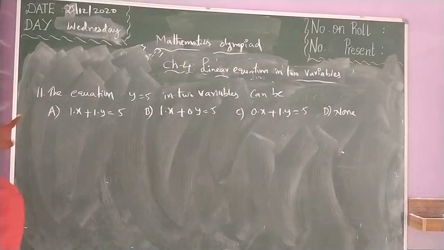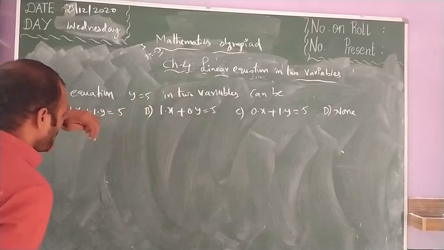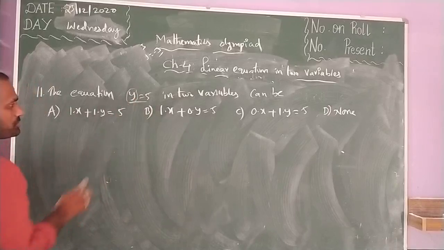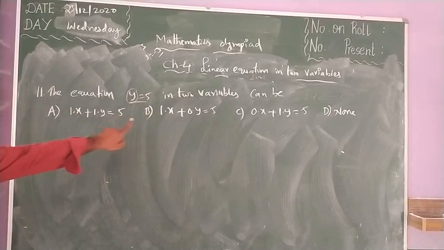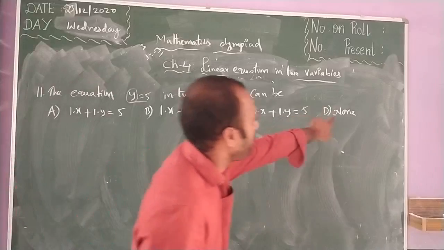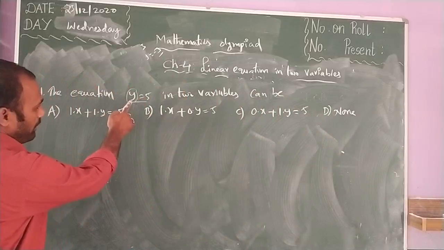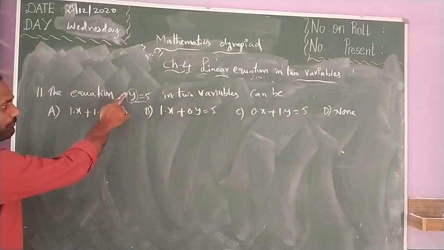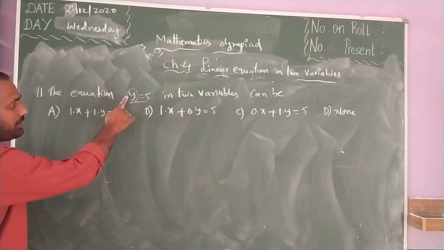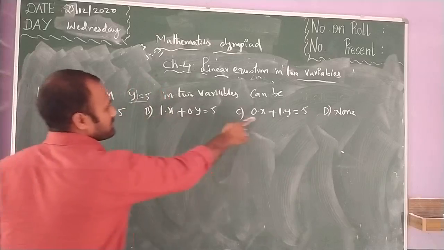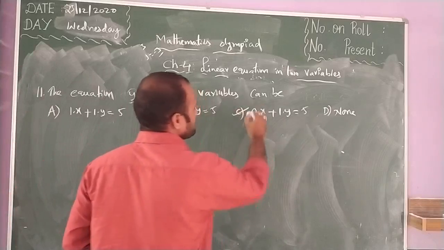So 11th question, the equation y equals 5 into variables. So simply y is there, so x should be 0. 0 into x we have to find out first. We just have to compare these two options. In front of y there is no coefficient, so if nothing is there, we can take it as 1. So 1y, plus is there, is equal to 5. So option C is correct.